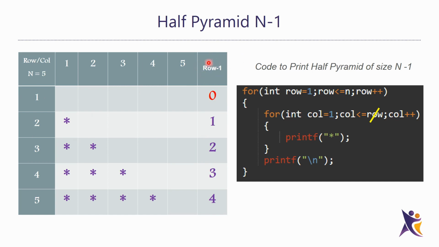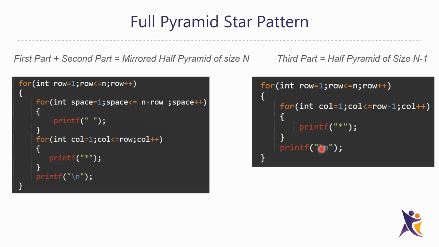So if you use this expression, then we will easily get these values. We can use this expression here to control how many stars to print in each row. So simply remove this and use row minus 1 to print a half pyramid of size n minus 1. This is the code to print the first and second part, the half pyramid of size n, and this is the code to print the half pyramid of size n minus 1. The only change is that you have to use row minus 1. So this is the logic.